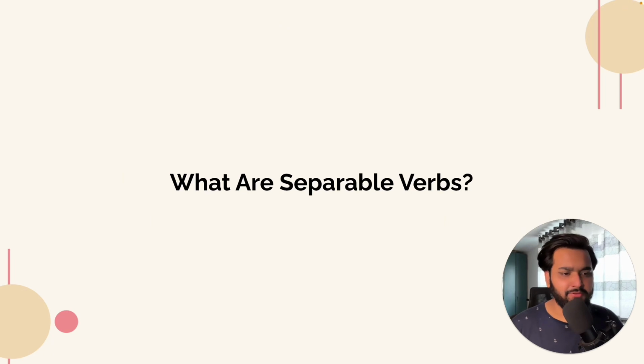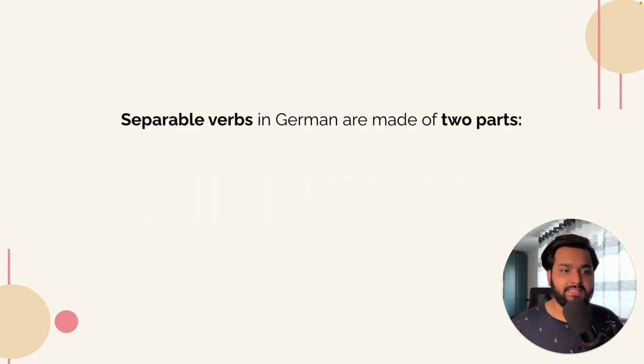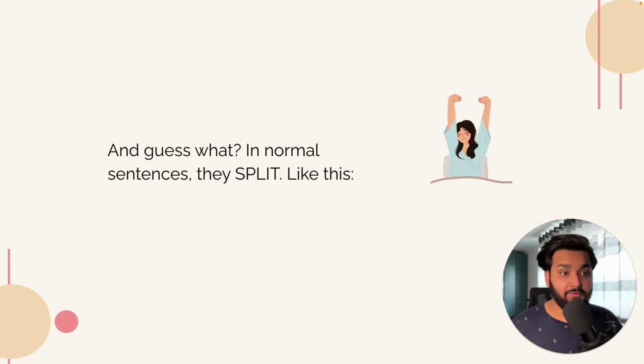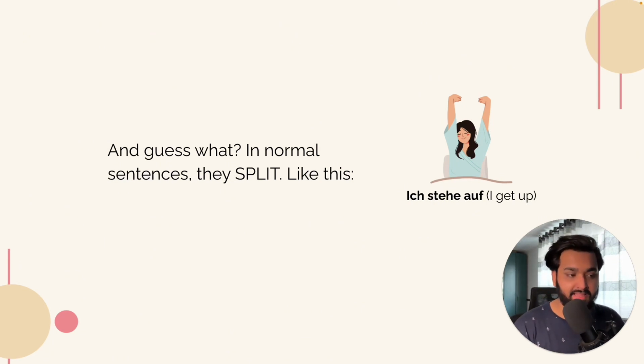Let's start with the question: what are separable verbs? Separable verbs in German are made of two parts, a prefix like auf, an, ein, zurück, and a base verb like stehen, kommen, rufen, and so on. And guess what? In normal sentences, they split like this: Ich stehe auf. Instead of saying ich aufstehe, you say ich stehe auf.